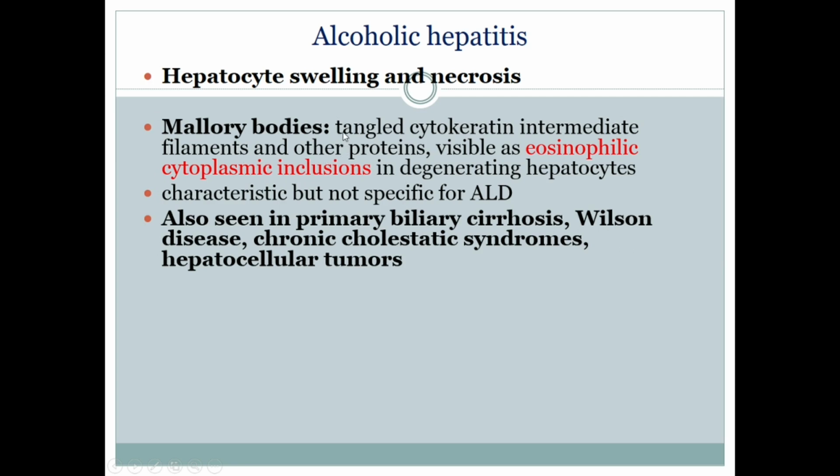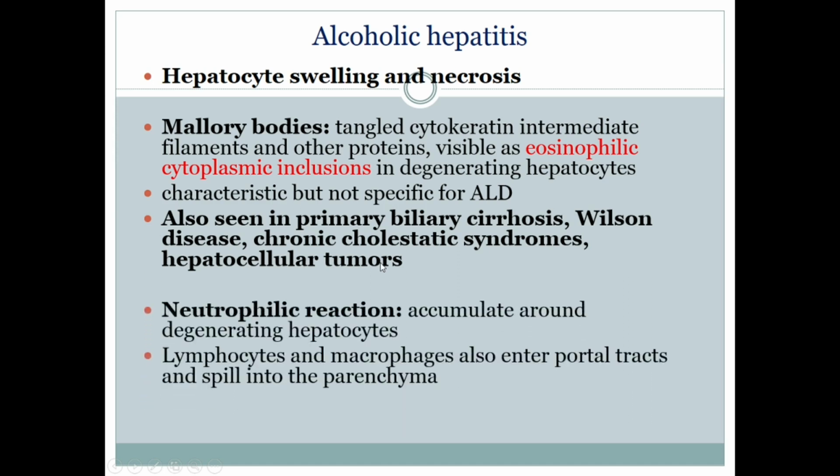Mallory bodies are very important for you to know. They are objective questions which we ask. Okay, and these are basically cytokeratin intermediate filaments, and they are visible as eosinophilic cytoplasmic inclusions in degenerating hepatocytes. They are characteristically seen in alcoholic liver disease, but they are not specific. They may also be seen in primary biliary cirrhosis, in Wilson's disease, chronic cholestatic syndromes, hepatocellular tumors.